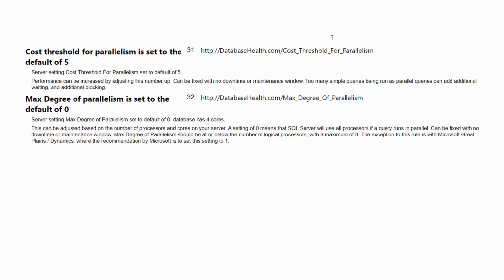Now, those two work together because if you have a cost threshold that's too low and a max degree of parallelism that's too high, you'll get a lot of really small queries being split up, going to multiple cores to do all the work, and then having to come back and bring the results back to one place. So we recommend adjusting the cost threshold to somewhere around 50 to 70 and monitoring it to see how things go, and setting the max degree of parallelism up to the number of cores with a max of, depending on the version of SQL Server, somewhere between 8 and 16 typically.